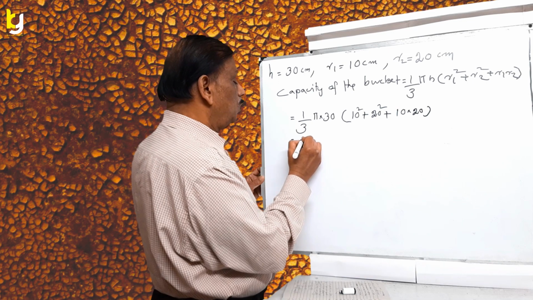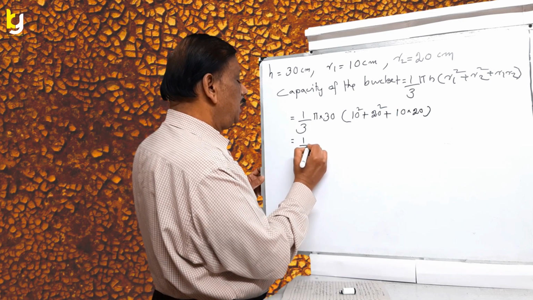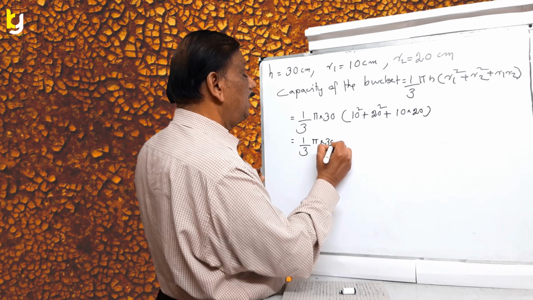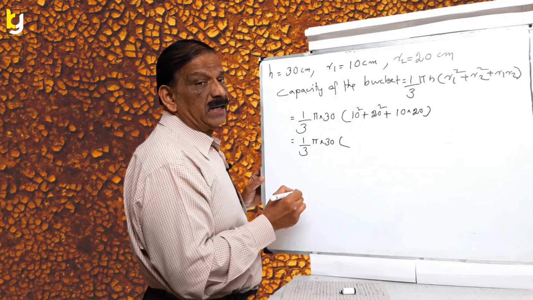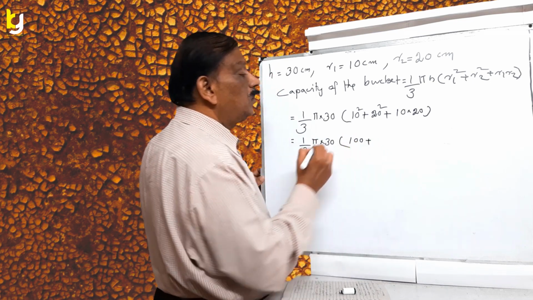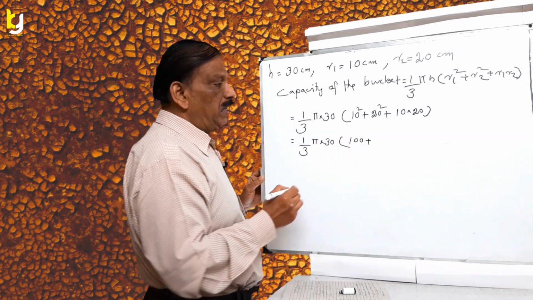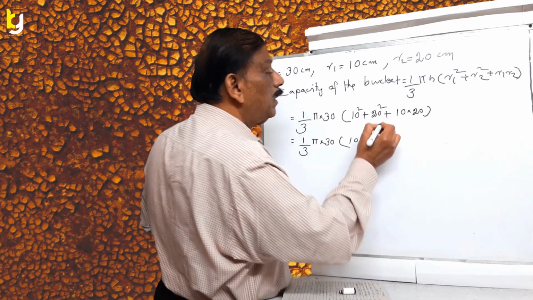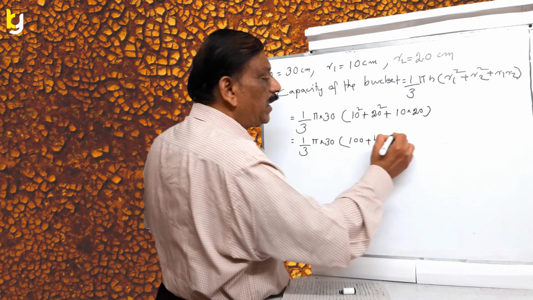That is equal to 1 by 3 pi into 30, into 10 square, 10 into 10, that is 100, plus 20 square, 20 into 20, that is 400, plus 10 into 20, that is 200.